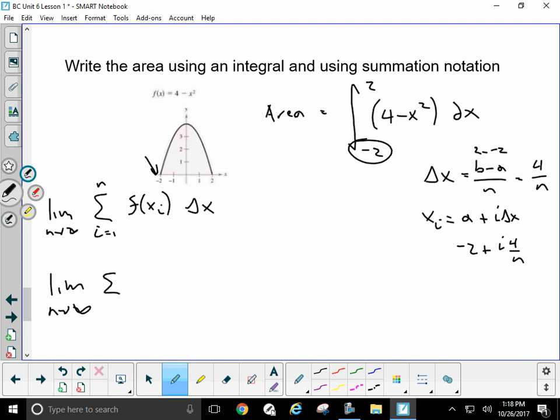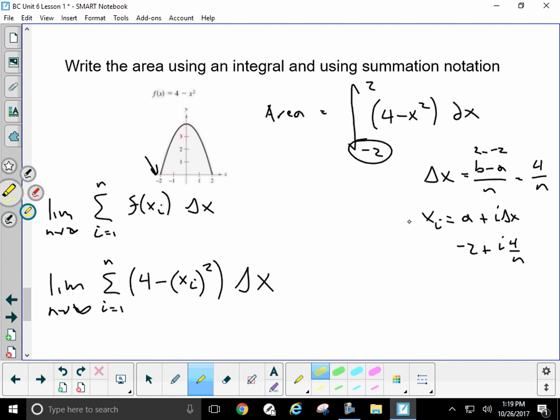Okay, I will replace this with 4 minus x squared, but it'll be 4 minus x sub I squared. Then the final step, plug this in for x sub I, plug this in for delta x. Just notation. The integral being easy, this limit notation being a little more difficult, tricky, annoying.